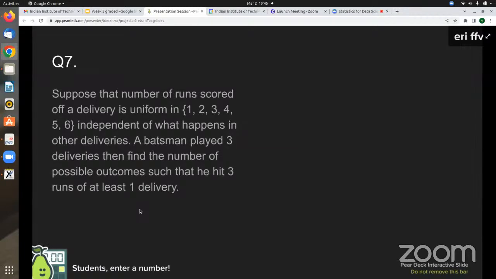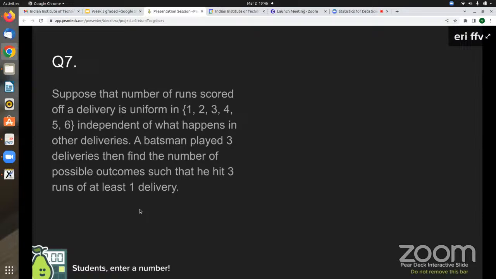That is not the difficult one. Let's try to solve this one. Suppose the number of runs scored on a delivery is uniform in 1, 2, 3, 4, 5, 6. What does that mean? In one delivery, if a bowler throws one ball to a batsman, he can score 1 run, 2, 3, 4, 5, or 6 runs, independent of what happens in the other deliveries.